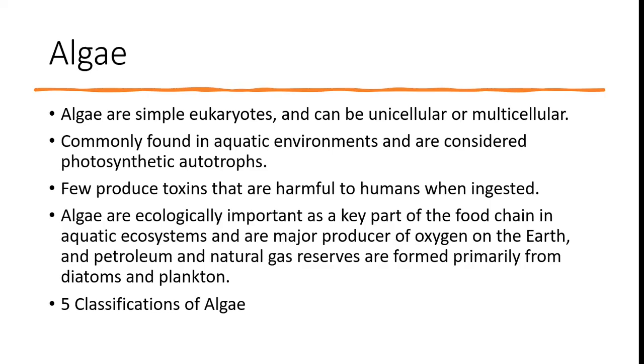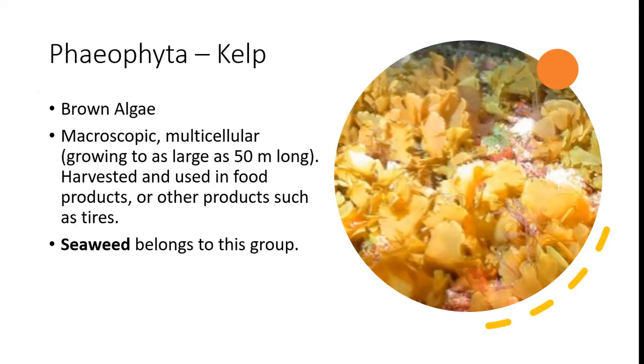Also, algae have a huge number of benefits for us. For one, they're major producers of oxygen. In addition, between the diatoms and the planktons, we have a large production and storage of petroleum and natural gas. So let's look at those 5 groups of algae. Again, know the major classifications and know those examples that we discuss.